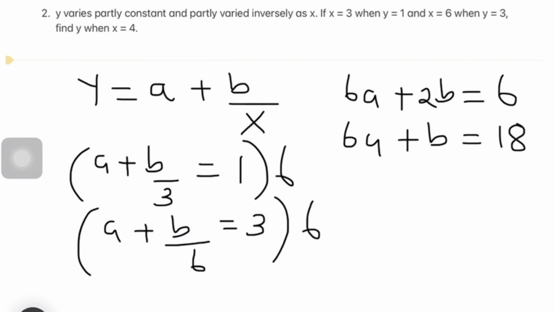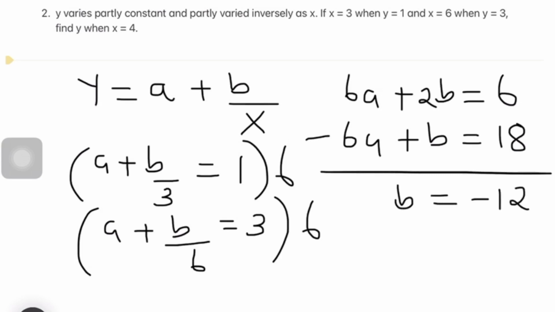Okay, now let's use elimination. 6a and 6a cancel out. 2b minus b, we get b is equal to negative 12, from 6 minus 18. Now let's find the value of a by substituting in either of the equations.